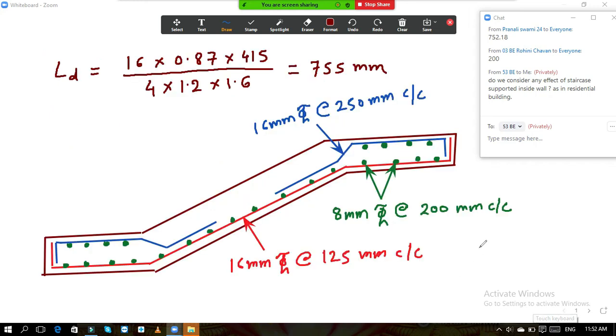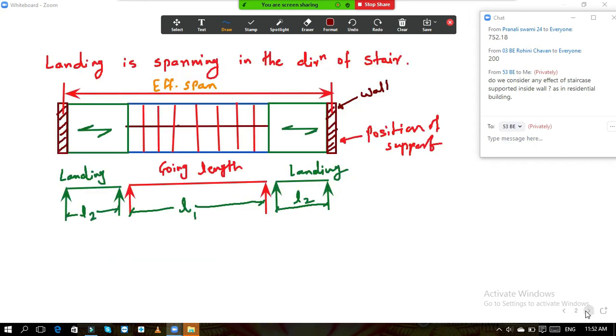In the next lecture we will go for the design of the open well staircase, or if I find some new variety of problem in the dog-legged staircase, then we will go for that type of numerical. If I don't find that type of problem, then we will go for the design of the open well staircase.